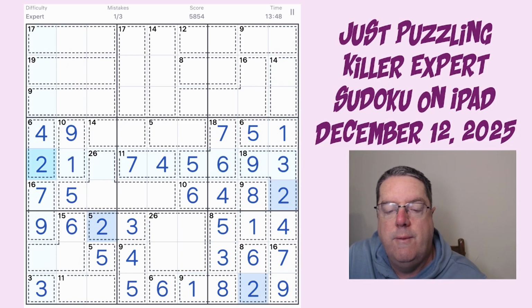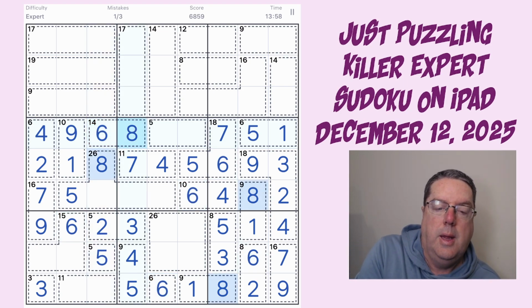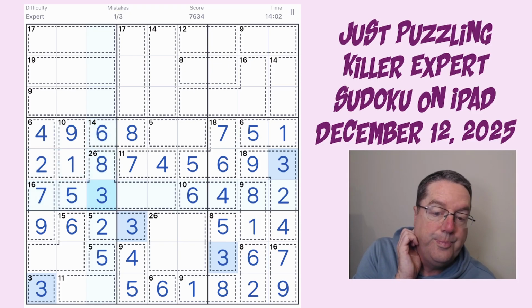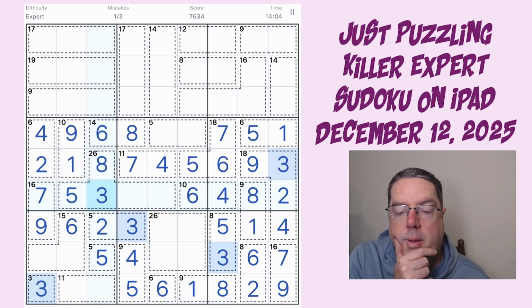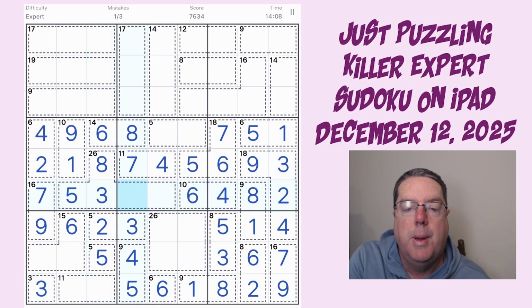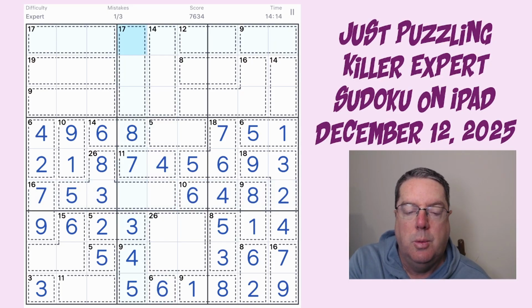1, 2, 3, 4, 5, 6, 7, 8. So this is going to be the 6 and 8. And the other number in here is 3. So 9 and 1 are there. This is a 9 and 1 pair. 9 and 1, or 9 and 1 can't be there.